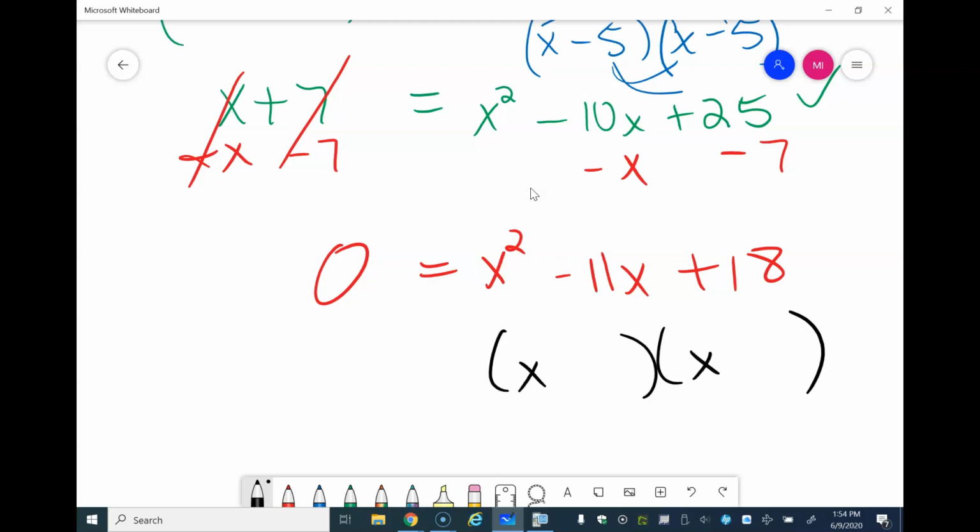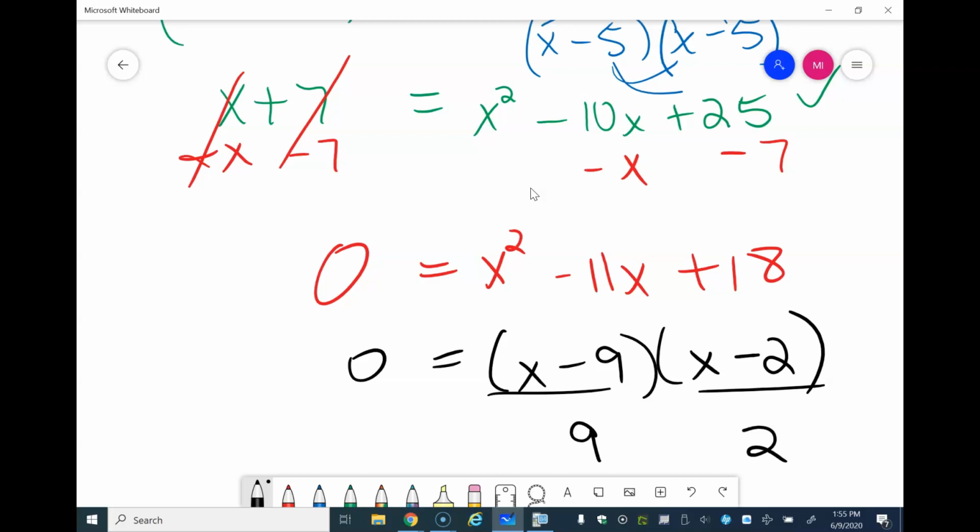So this goes to x and x. This goes to minus 9 and then minus 2. Because multiplying these two gives me a positive 18. If I add them together, negative 9 plus a negative 2 gives us the 11 in the middle. So I know I'm good to go there. So I set this one equal to 0, this one equal to 0. So my two answers are positive 9 and positive 2.